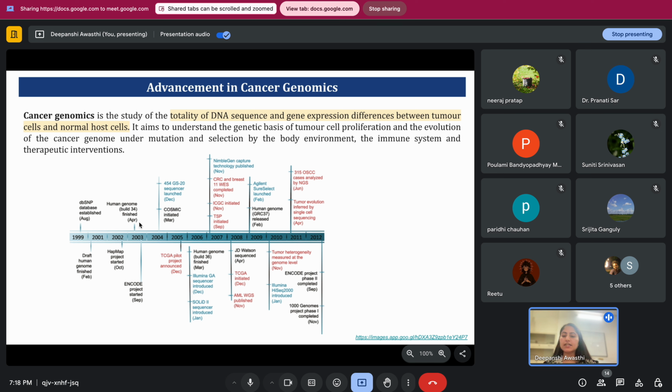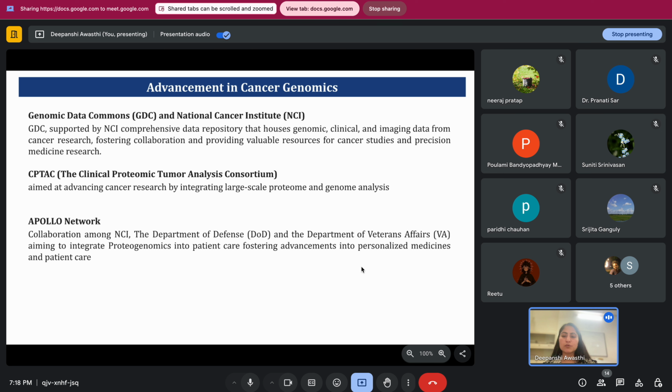Then slowly different sequencing techniques were launched. COSMIC came up, which tells you about the somatic mutations in cancer. TCGA came up. So there are different projects which got established, which were collecting more and more information, because with more information in our hand, we could analyze it and our predictions would become better. These are the different projects which came up till 2012, and after that there is a huge rise in the techniques, and now the cancer predictions have improved.